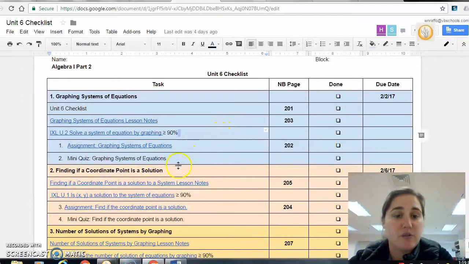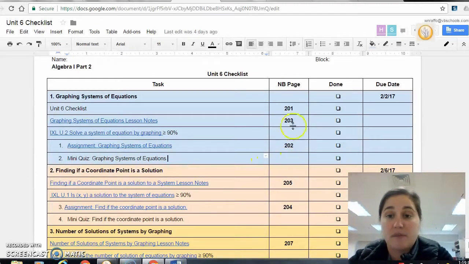And then, like I said, some of the quizzes are on Google Forms. This one is not, because I want them actually hand graphing the system so that they can see the intersection and find the solution that way. This is where I want the notes in specific pages in their notebook. So when I check their notebook, they should have it all there. They can check when they're done, and then they have the due date. So, for example, graphing systems of equations would have been due on the 2nd of February.